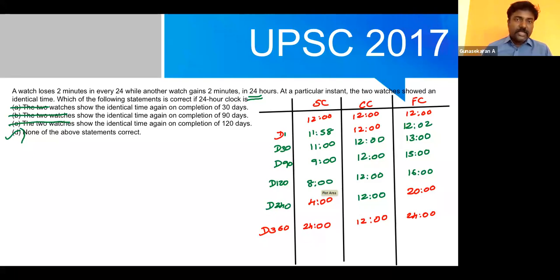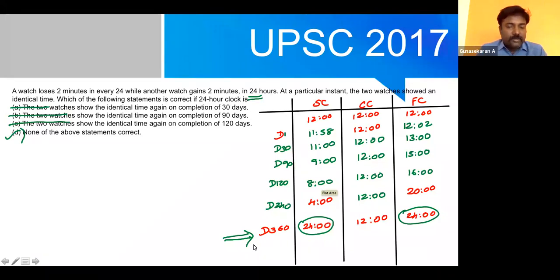So when will they show the identical time? On the 360th day only, they are showing the identical time. But anyway, none of the above is the answer. Another 360 days means all of them will show 12 o'clock. So on 720 days only, all three will show the right time. Clear? UPSC 2017 question.